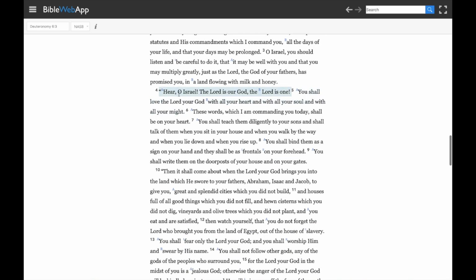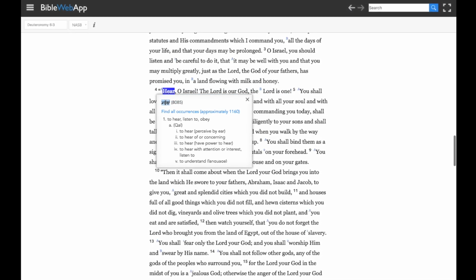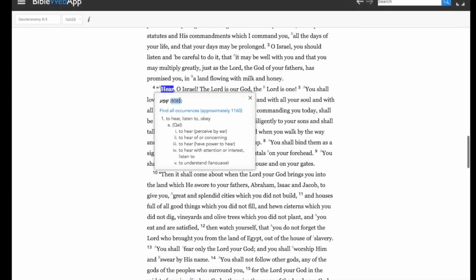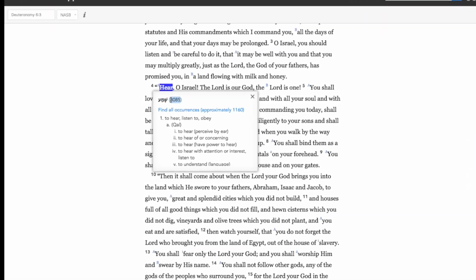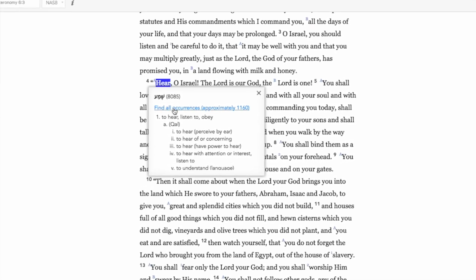And so what we're going to see here is, "Hear, O Israel, the Lord is our God, the Lord is one." The word that we talked about this past Sunday was Shema. And you'll notice if you click on here, this is actually the word Shema. These four digits, 8085, refer to the Strong's number, and Strong's is a particular resource that's really helpful, but we're not going to talk about it right now.